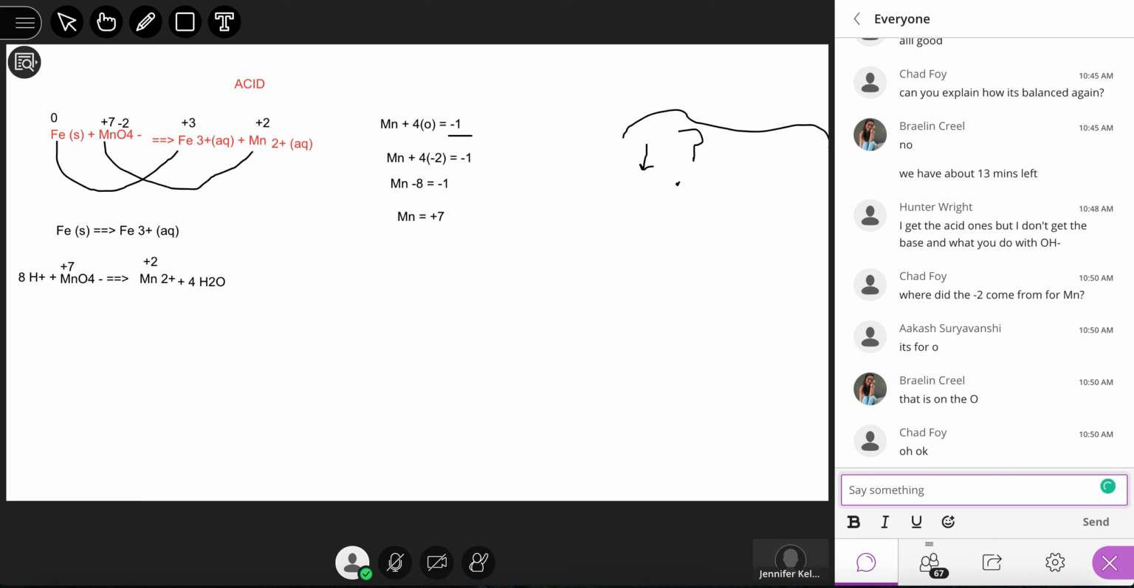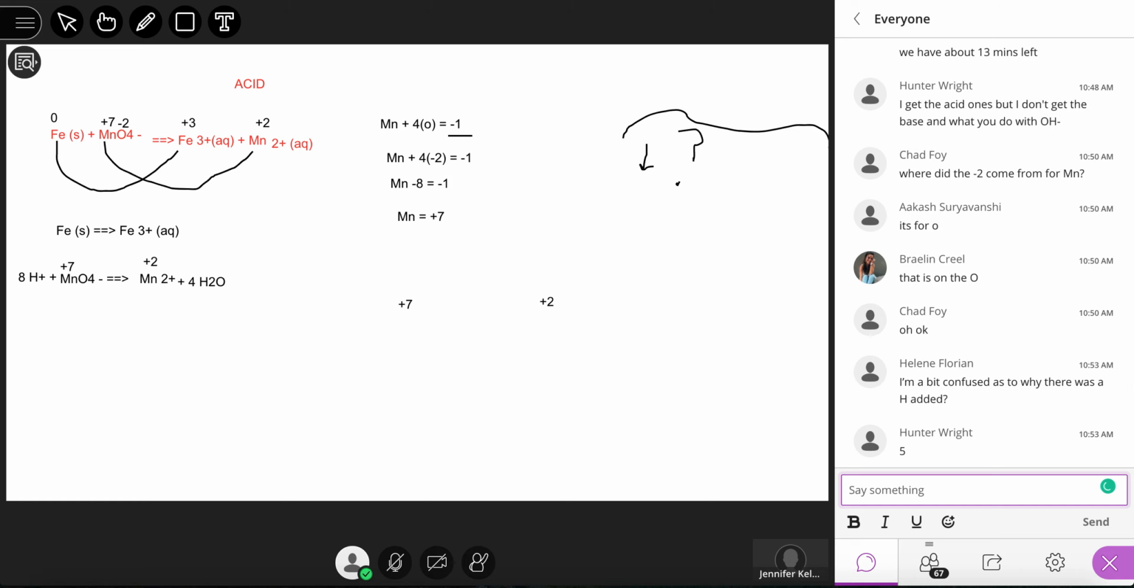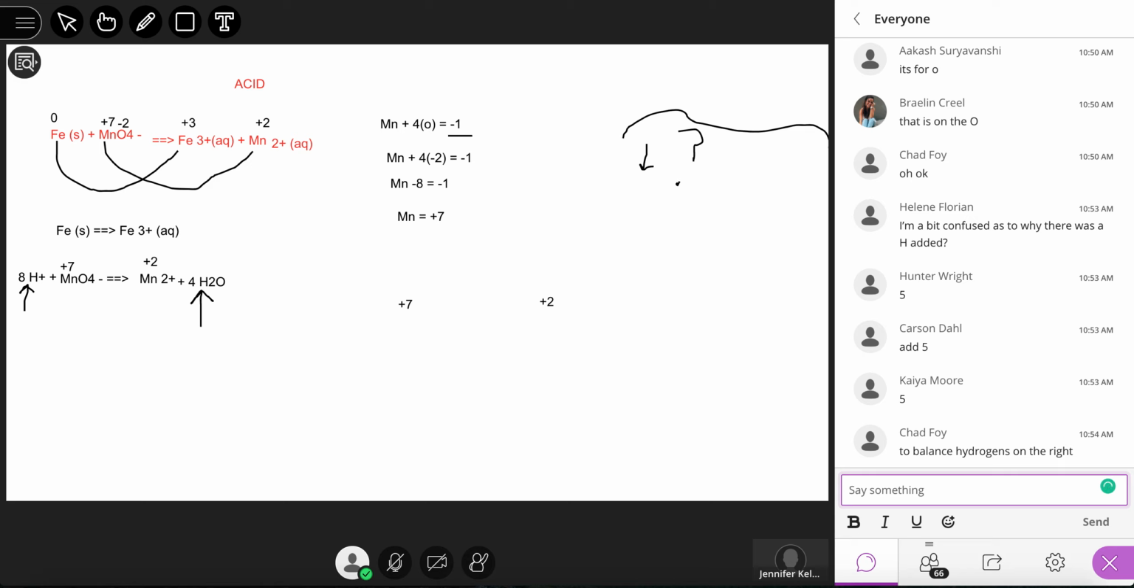So on the left, it's way more positive. So I've got to add electrons so it equals the right-hand side. The right is +2. The left is +7. What would I do? So the reason the hydrogen was added was because when you add water, there's hydrogen there. So we have to make sure that we have hydrogen on this side. Right? Yes, so it's about correct.